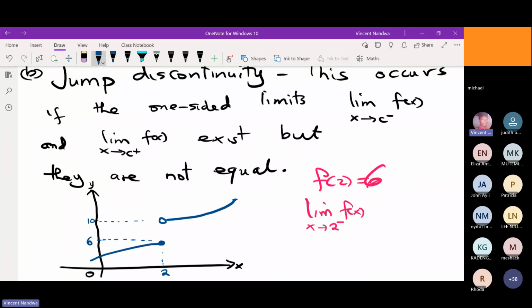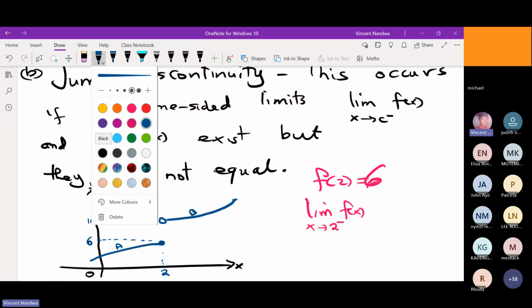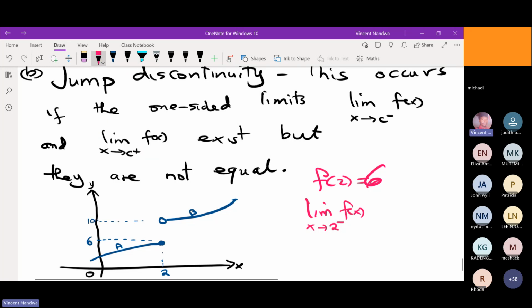So if I call this branch A, this one branch B, the limit as x approaches 2 from the left of f of x, we'll use A or B? We use A. So what is the value of the function as we get closer and closer to x equals 2 along that curve A? 6. And what is the value of the limit as x approaches 2 from the right of f of x?